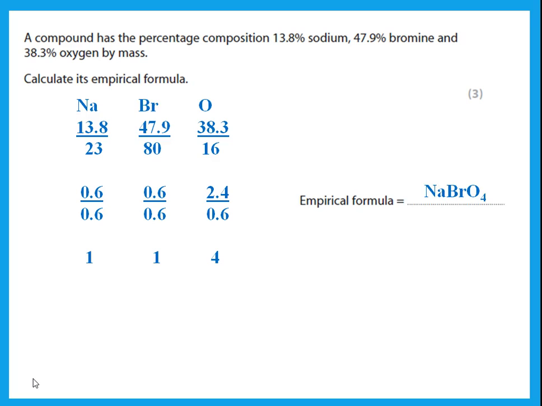Do not forget that if you do not write the empirical formula in the end, you're losing a mark. Just getting the ratios, that's not the empirical formula. So you have to say that the empirical formula is NaBrO4. That's your answer.